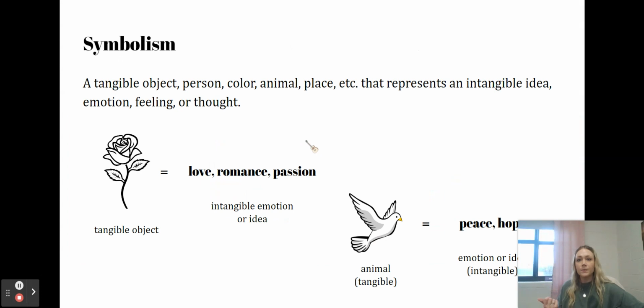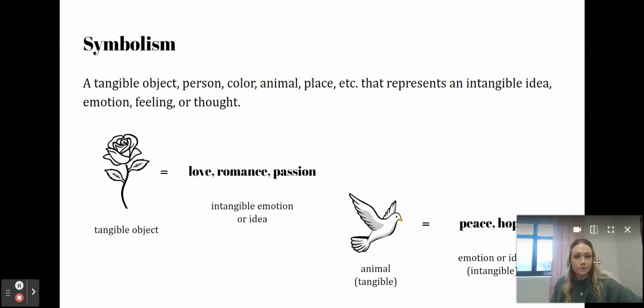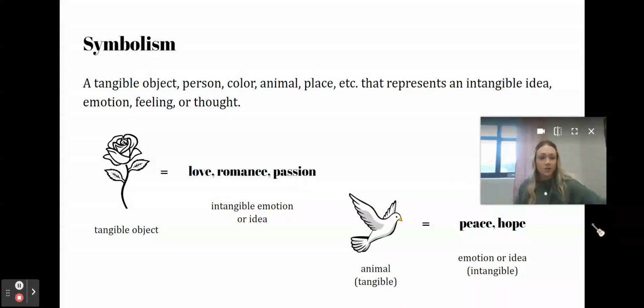So, symbolism, as you remember, is a tangible object, something you can see, something you can touch, a tangible object, person, color, animal, place, etc., that represents an intangible idea, emotion, feeling, or thought. For example, a rose is a tangible object. It could represent or symbolize love, romance, passion. A dove could represent or symbolize peace or hope. An owl could symbolize wisdom, and so forth.